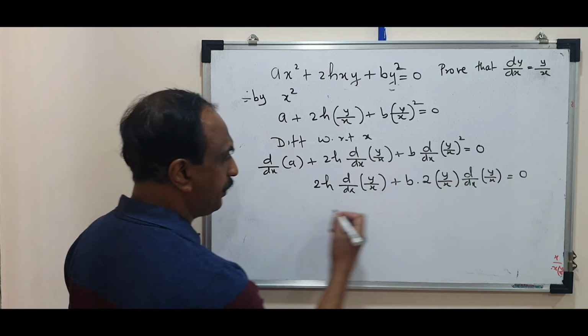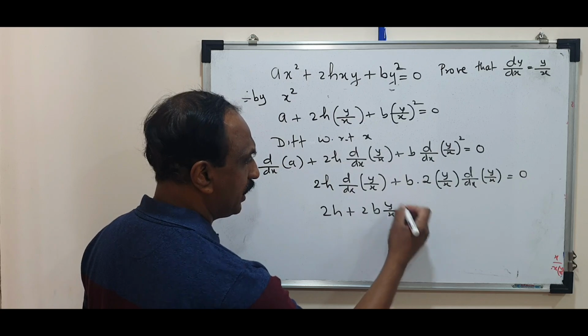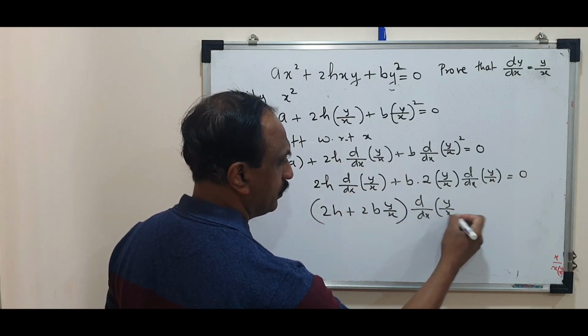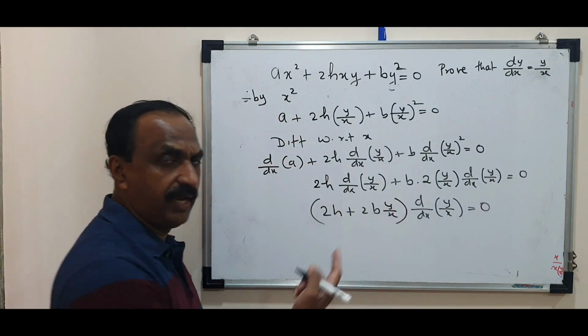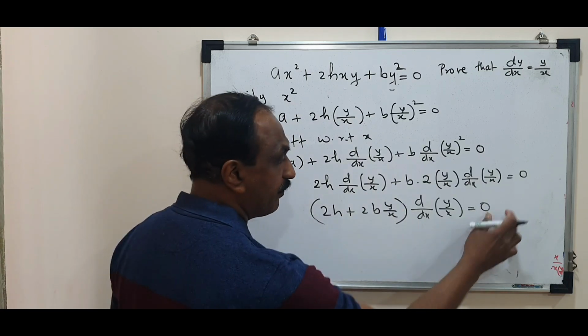Now, the common term here is 2h plus 2b y by x inside the bracket into derivative of y by x equal to 0. Now this is a function, x and y have different values. There will be some value for x and y, there will be non-zero. So we can divide it.